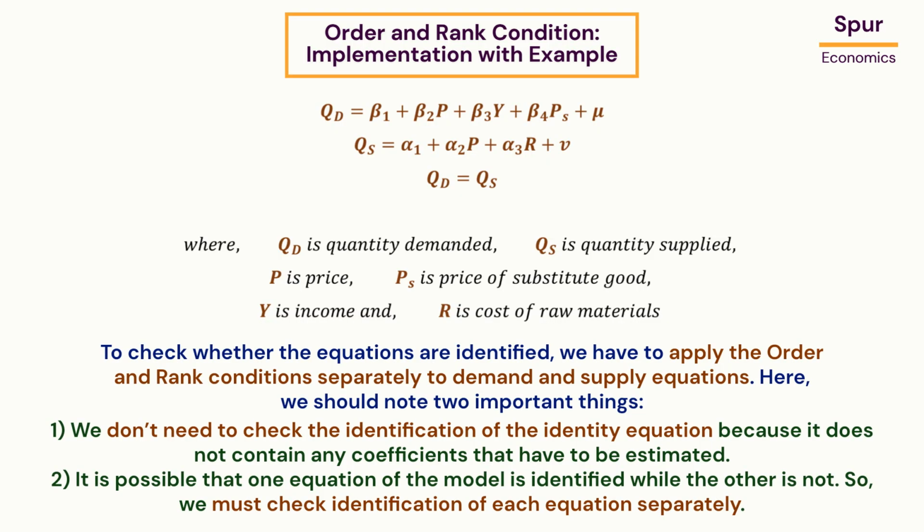To check whether the equations are identified, we have to apply the order and rank conditions separately to demand and supply equations. Here, we should note two important things. First, we don't need to check the identification of the identity equation because it does not contain any coefficients that have to be estimated. Second, it is possible that one equation of the model is identified while the other is not. So, we must check identification of each equation separately.